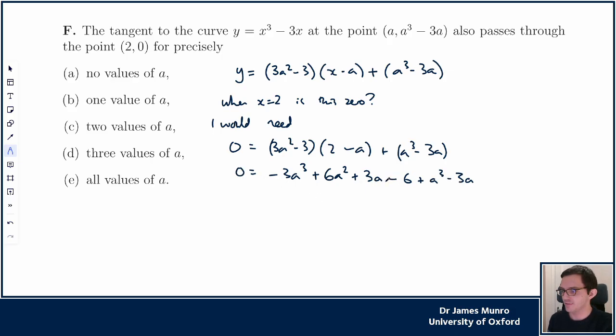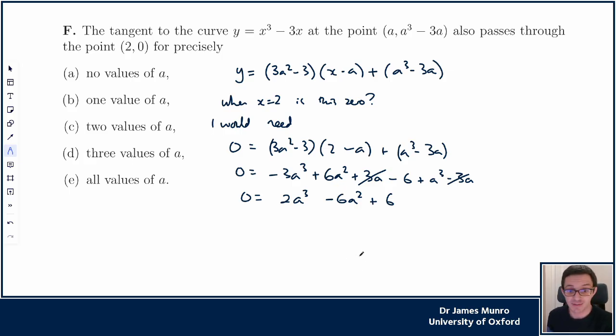Let's simplify that a little bit. The a's go away, and I think I want to multiply everything through by minus 1, just to make that 2a cubed at the front. That seems nicer to me. Minus 6a squared plus 6. Now, what sort of cubic is this?